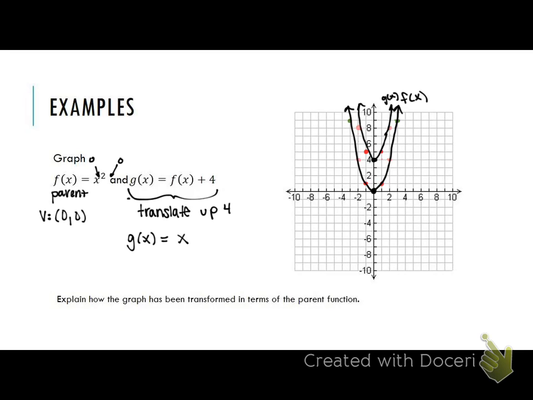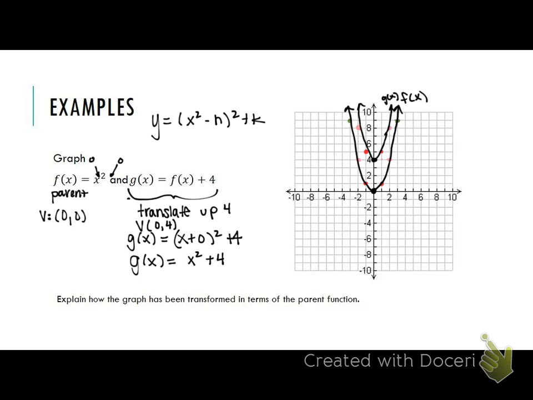Where is our vertex? Okay, so vertex is at 0, 4. What is the value then that goes in for h? What is our value that goes in for h? 0. Our first one is 0. So really we have x plus 0 squared plus 4, right? So g of x equals x squared plus 4. That's our new graph.